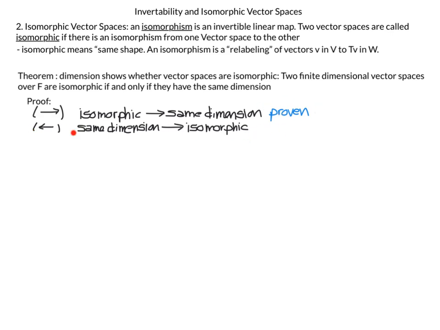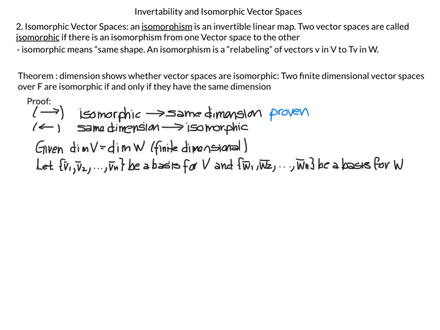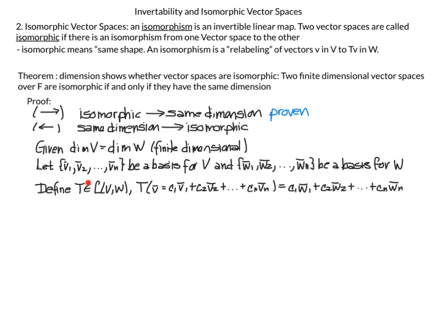We're going to prove the opposite direction, which is the same dimension implies isomorphic. So we're going to start off with dimension of V equals dimension of W. And again, we're finite dimensional. So we're going to let V1, V2 up to Vn be a basis for V, and W1, W2 up to Wn, and again, both of these have dimension equal to n, be a basis for W. Now we're going to propose our linear map T that we will claim is an isomorphism.